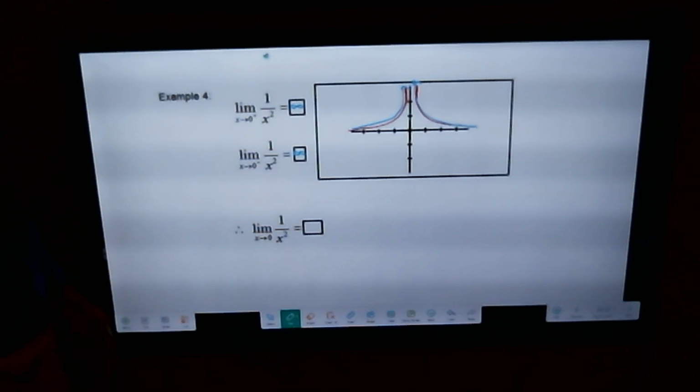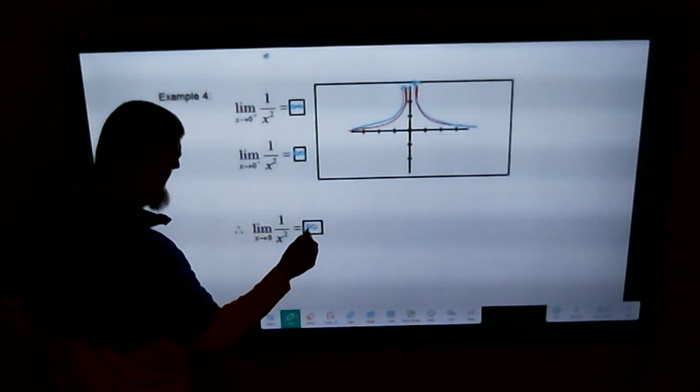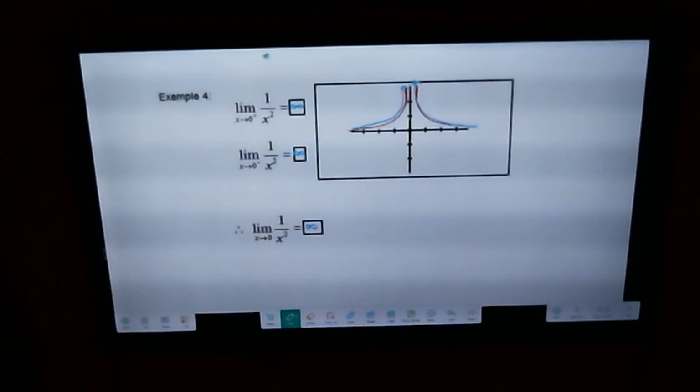And what do we know if the left-hand limit and the right-hand limit are equal? The limit does exist. It just happens to be infinite. So then we could argue, does the limit actually exist? Does the limit exist at infinity? Would that be a limit?